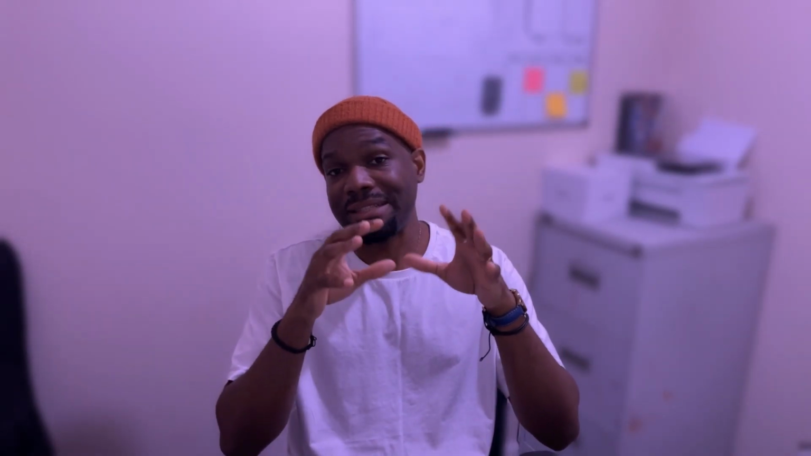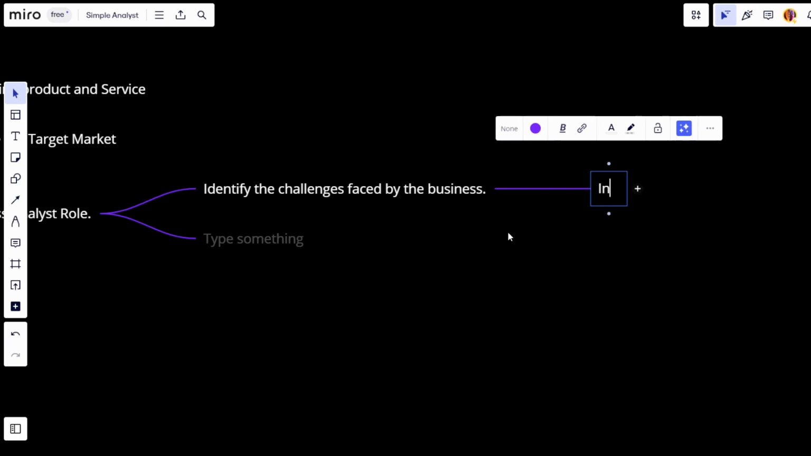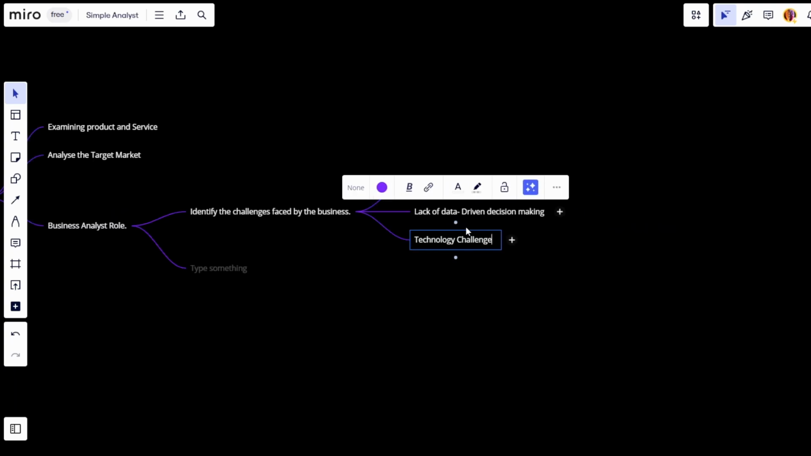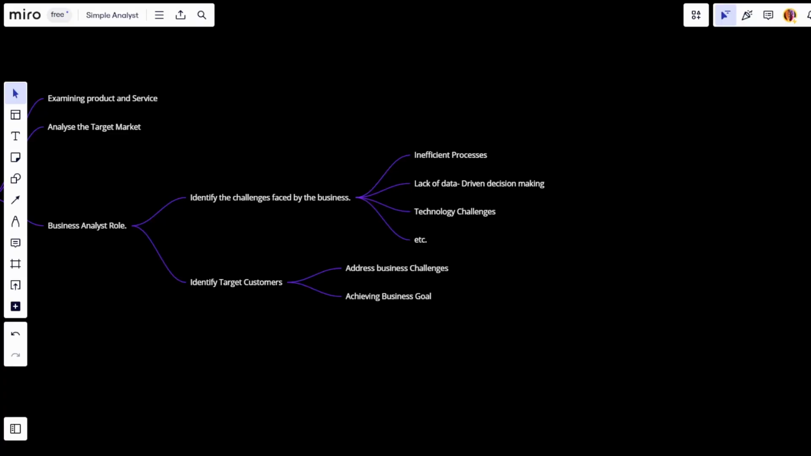As a BA, your main goal in this is to have a deep understanding of the challenges that the business is facing. So a business sometimes could be dealing with inefficient processes. They could be dealing with lack of data-driven decision making. They could have technology challenges. By identifying the target customers for the products and services of this business, you help the organization to better address these challenges and achieve its goal.